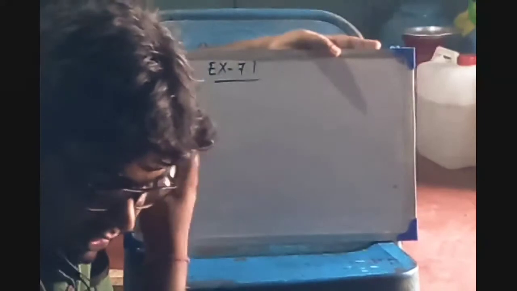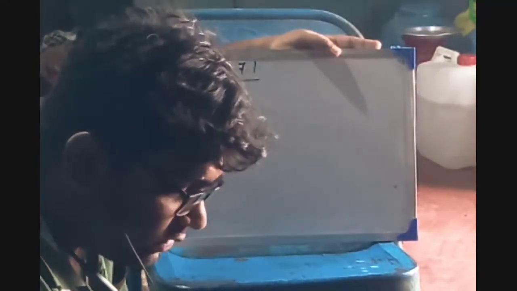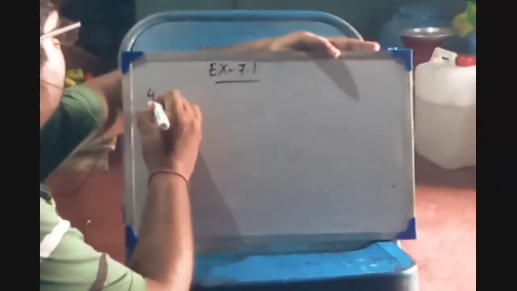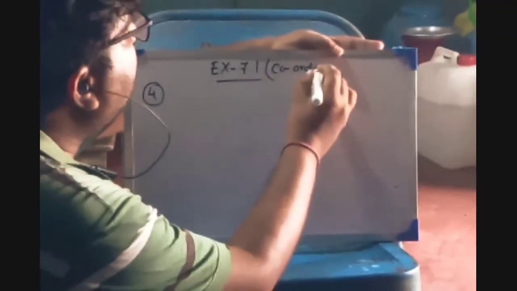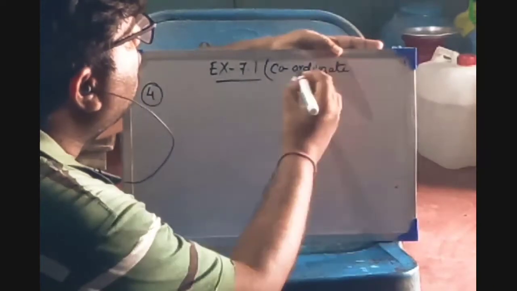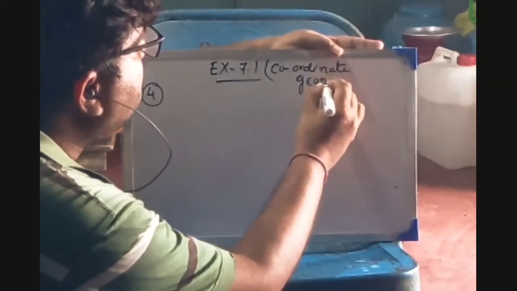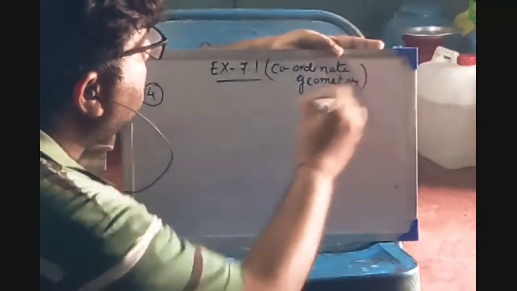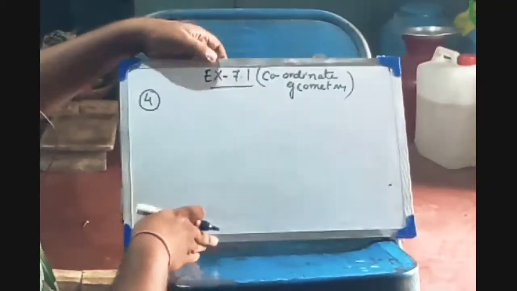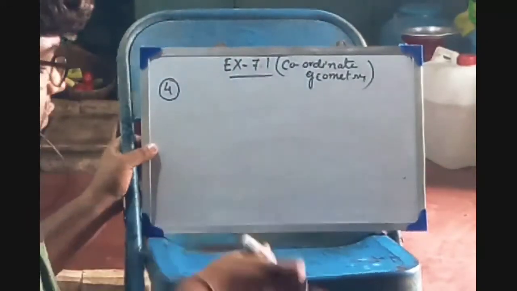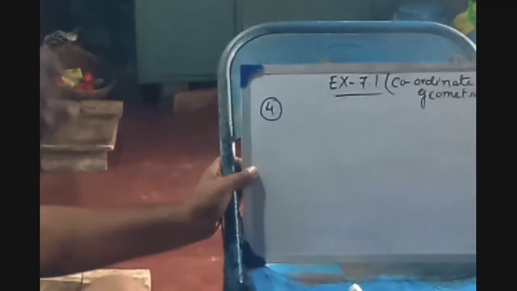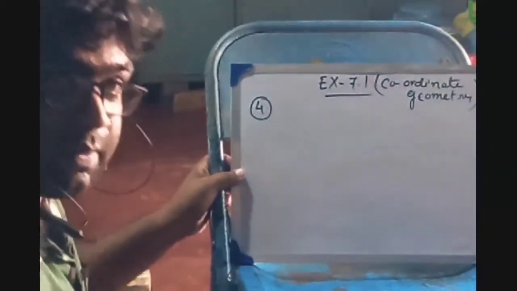Next we will start from question number 4, coordinate geometry. From question number 4, I am starting. Now in question number 4, it is given that, hope you are able to see it.